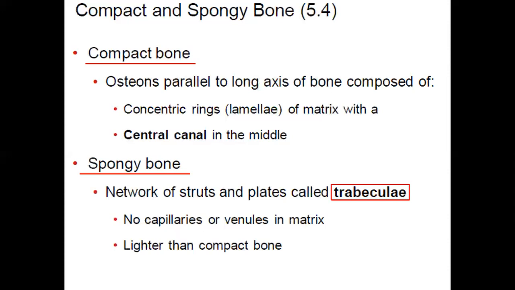Spongy bone, the struts, kind of little tiny bony network, those little tiny struts are called trabeculae. And we'll talk about them. They basically just lighten up bone. So in the epiphyses, the ends of long bones, you'll find spongy bone. So the sponginess of that bone is basically these little tiny bony connections. Those little bony connections are called trabeculae.